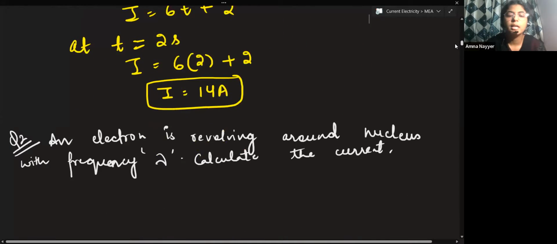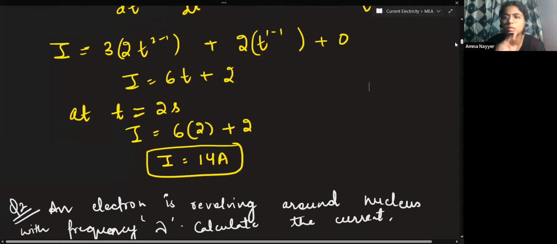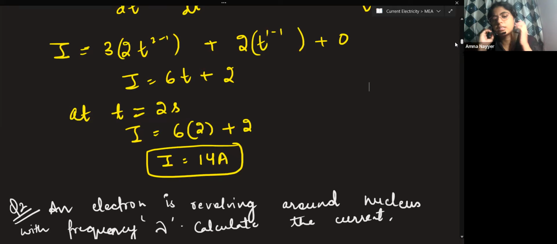I'm scrolling it. Now, it says an electron is revolving around a nucleus with frequency nu. The symbol is known as nu, and this will be used a lot in your modern physics. When we reach modern physics, you have a chapter, dual nature of matter and particles. There you will be using this a lot. So an electron is revolving around the nucleus with this specific frequency nu. You have to calculate the electric current.